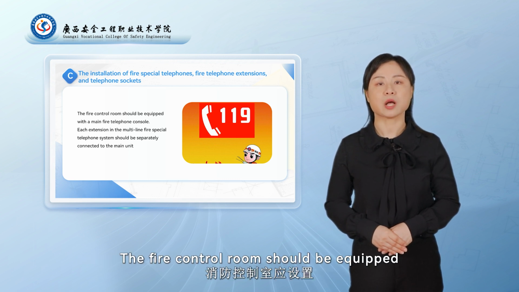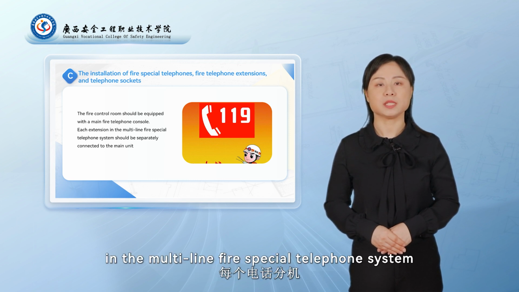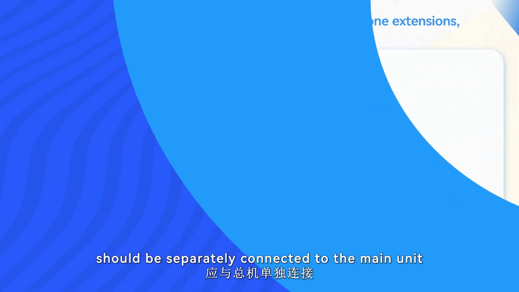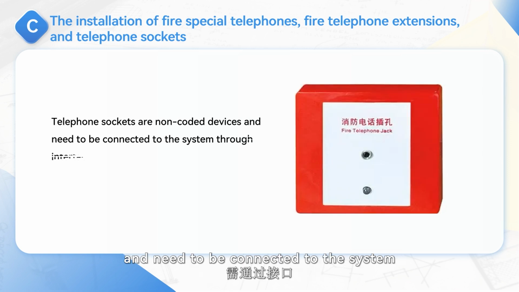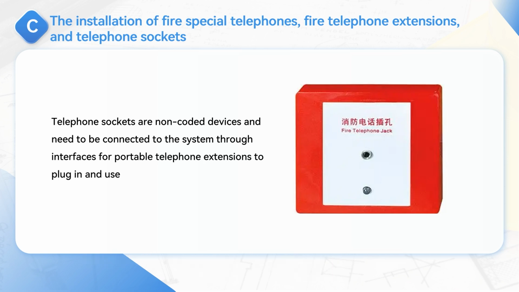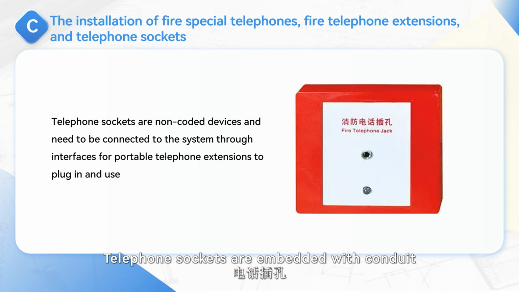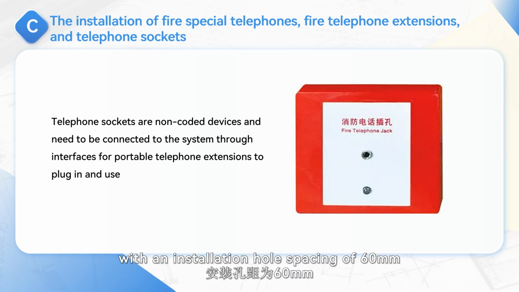The fire control room should be equipped with a main fire telephone console. Each extension in the multi-line fire special telephone system should be separately connected to the main unit. Telephone sockets are non-coded devices and need to be connected to the system through interfaces for portable telephone extensions to plug in and use. Telephone sockets are embedded with conduit in a pre-embedded manner. Remove the red cover plate of the socket, use screws to secure it to the embedded box, with an installation hole spacing of 60 millimeters, and then attach the cover plate securely.